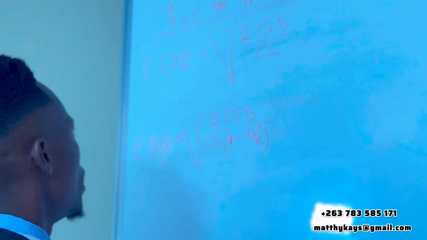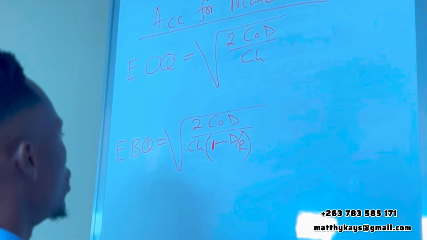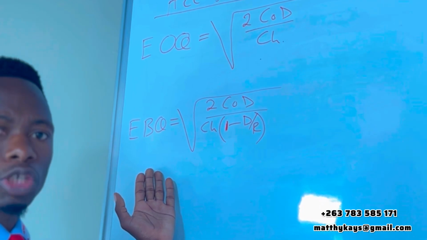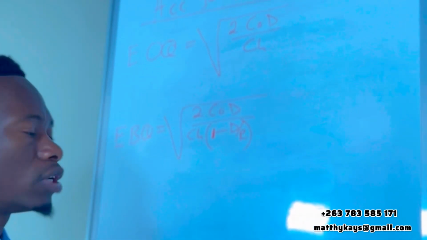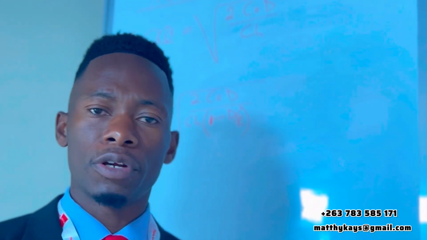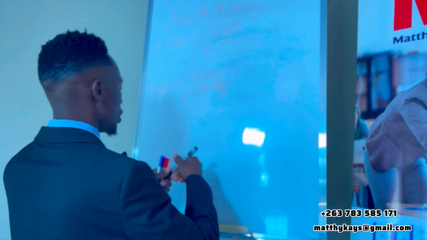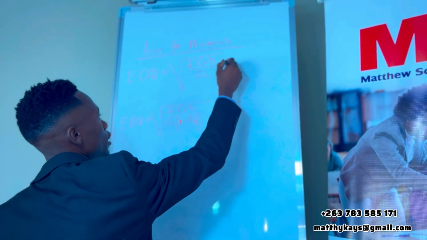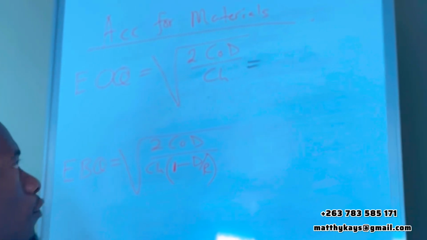Right, so that's economic order quantity, but economic batch quantity is also known as the economic production run. How many units can we manufacture? You understand? Right, so now on the economic order quantity, this one is the easiest of all.